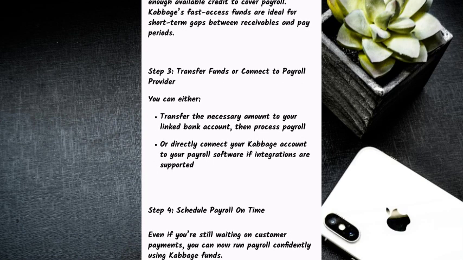Step 3, transfer funds or connect to payroll provider. Now you can either transfer the necessary amounts to your linked bank account, then process payroll, or you can directly connect your Kabbage account to your payroll software if integrations are supported.